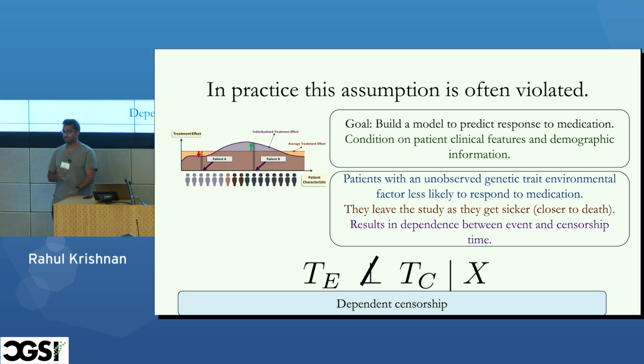Because what could happen is that as the patient is working their way through the study, they may leave the study as they get sicker because they're not responding to medication. And the fact that they leave the study as they get sicker means that their censorship time starts to be dependent on their event time. And this is a practical problem that happens in a variety of different real-world scenarios with real-world data. But it is an assumption that many existing survival methods make and don't handle elegantly, at least. And so this problem is what we'll refer to, and is referred to in the literature, as dependent censorship.